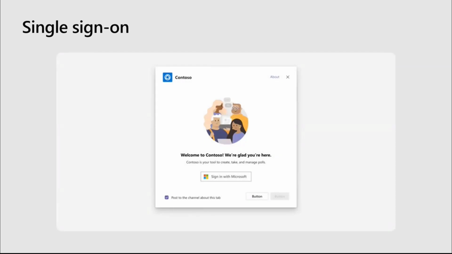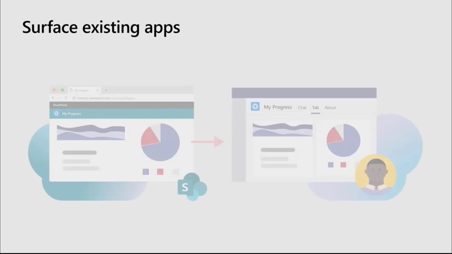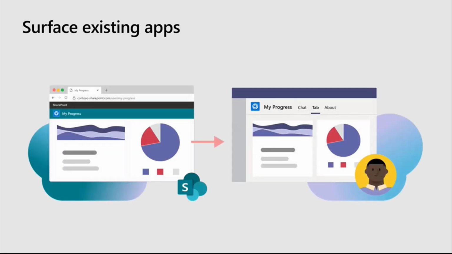And tabs can also provide single sign-on support as well, so users don't have to manage multiple accounts. You can use your Azure AD account to authenticate and make requests through that app as well. And now tabs are a really good way of surfacing existing apps as well.